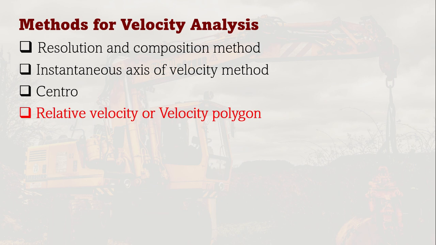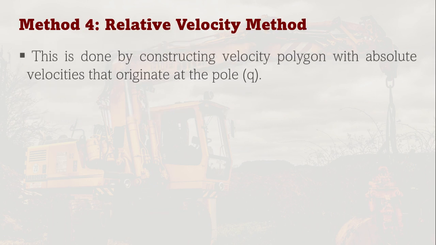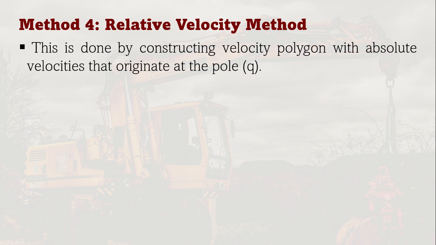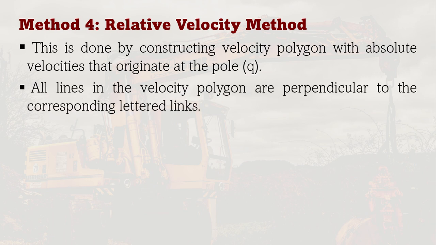the relative velocity or the velocity polygon method. The good thing about this method is that it can be applied to almost everything. This is done by constructing a velocity polygon with absolute velocities that originate at the pole Q. We will define that pole Q later. All lines in the velocity polygon are perpendicular to the corresponding links. So let's remember this statement: all lines in the velocity polygon are perpendicular to the corresponding links.